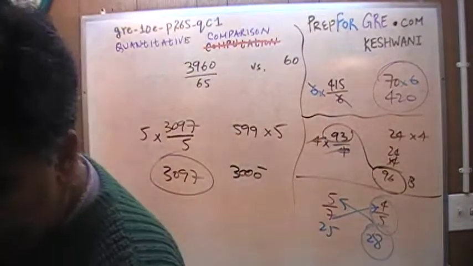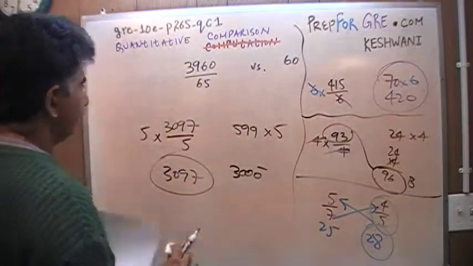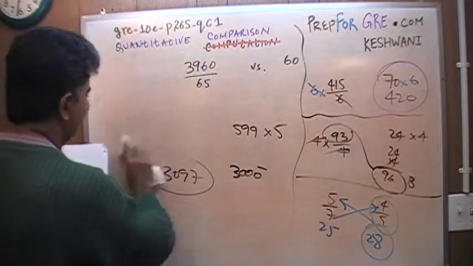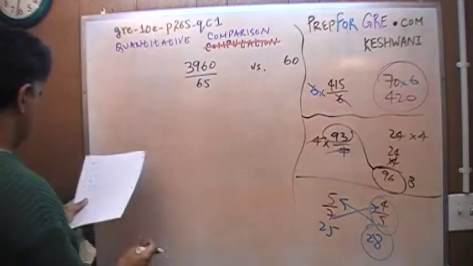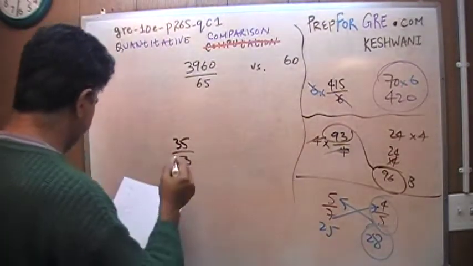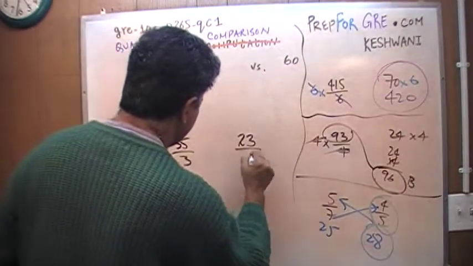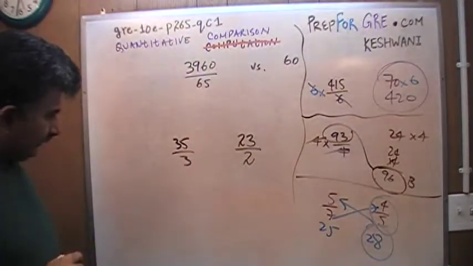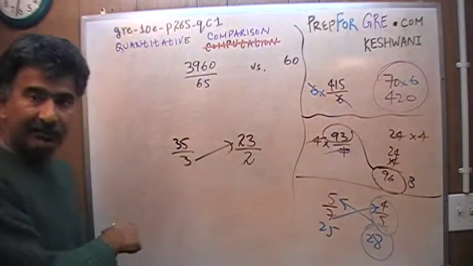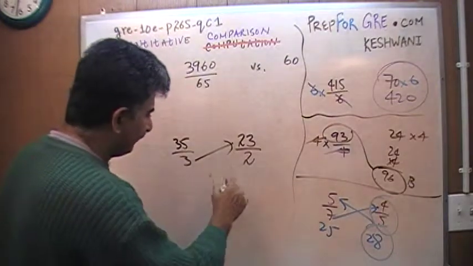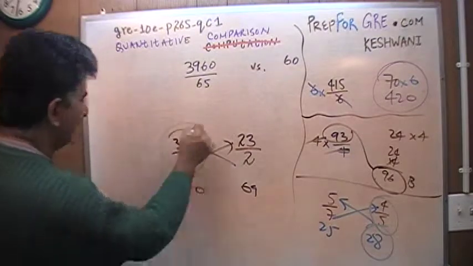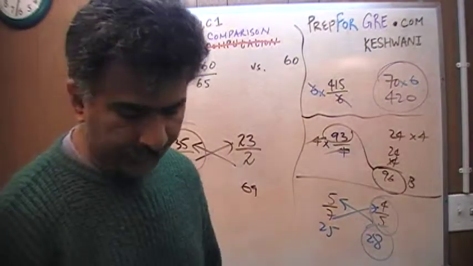Let's do one last one. Let's do it here. 35 over 3 versus 23 over 2. Again, this times this: 23 times 3, 20 times 3 is 60, 3 times 3 is 9, so it's 69, and 35 twice is 70, so this quantity is bigger. Just slightly bigger, that's all.